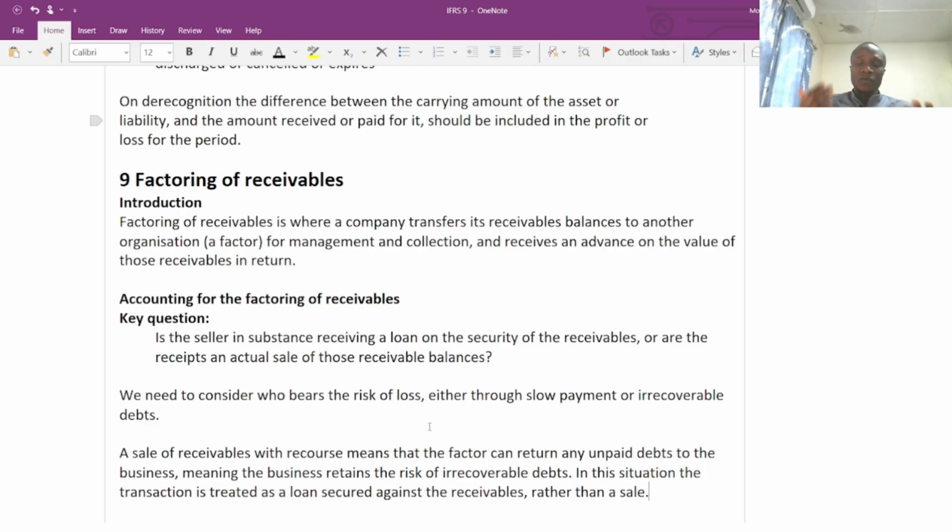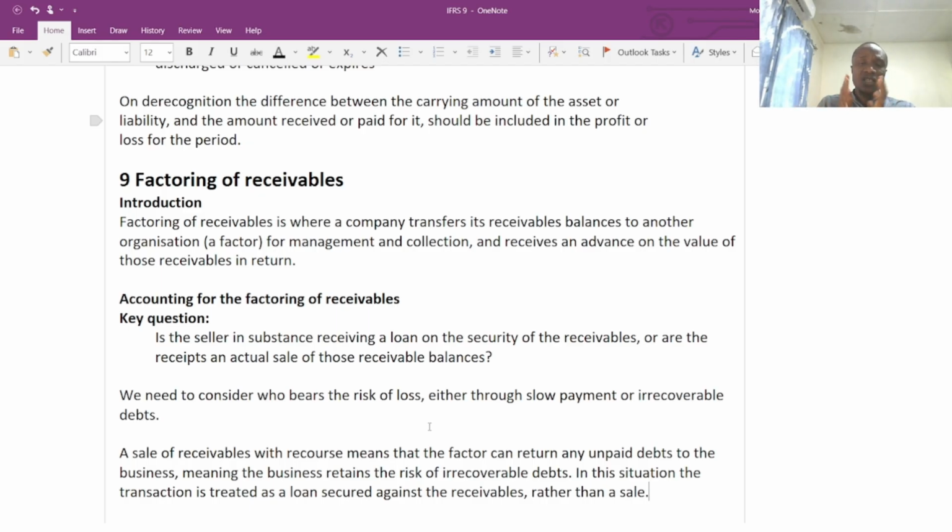For example, the company has 10 customers, each has to pay the company, let's say $5,000. So cumulatively, the receivable balance will be $50,000. If that is the case, the company will decide to transfer the risk and reward to the factor. When I'm talking about the factor, this is the person that will accept the receivable balances. It can be a secured loan or it can be not a secured loan, but we are going to look at it.